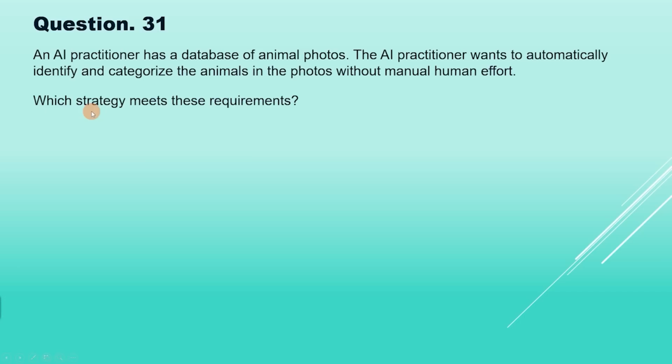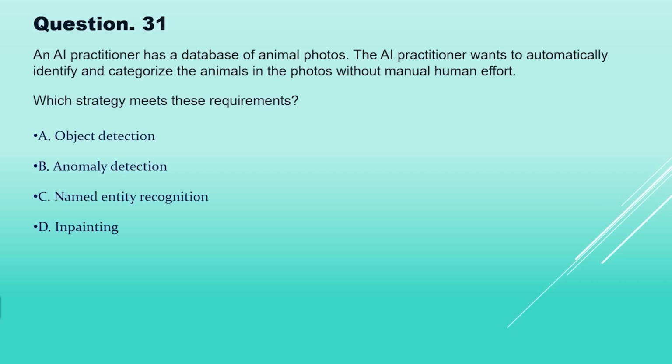Now question number 31. An AI practitioner has a database of animal photos. The AI practitioner wants to automatically identify and categorize the animals in the photos without manual human intervention. Which strategy meets these requirements? Here are the options. Option A, object detection. Option B, anomaly detection. Option C, named entity recognition. Option D, inpainting. So take your time to guess the correct answer.